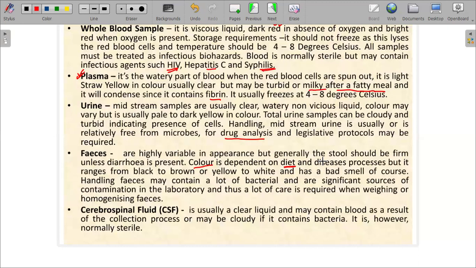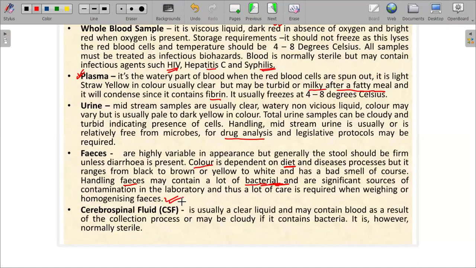Handling feces may contain a lot of bacteria and are significant sources of contamination in the laboratory. That is one key thing that you need to understand, that handling of feces can also lead to bacterial infection because it contains a lot of bacteria. It is prone to multiple contaminations in laboratories, and thus a lot of care is required when weighing or homogenizing the feces. That is one other thing that as N5 learners we must take note of.